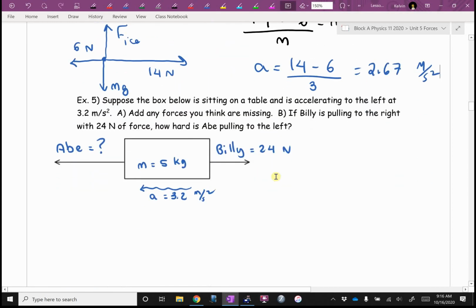Example 5. Suppose the box below is sitting on a table and it's accelerating to the left at 3.2 meters per second squared. A says, add any forces you think are missing. B says, if Billy is pulling to the right with 24 newtons of force, how hard is Abe pulling to the left? This is a job for a free body diagram. How do I know? They gave me an acceleration. There's more than one force, and they want me to find a mystery force.